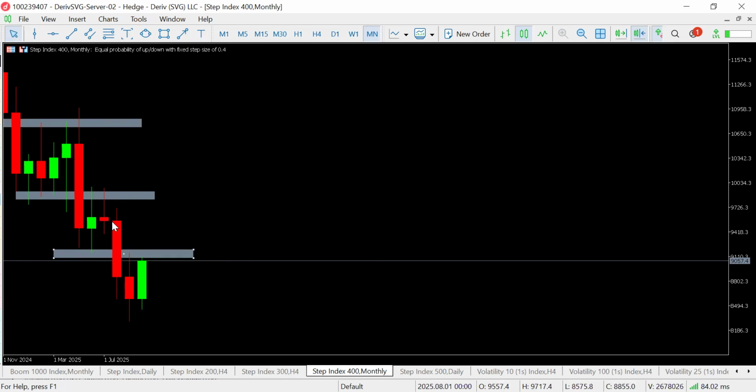You can see the sea of red candles that broke this level, came back, was rejected, and price is back at the zone. So what do we do next? We've gotten our directional bias that this market is bearish, even if the bulls are currently in control, and we've also gotten our key zones.